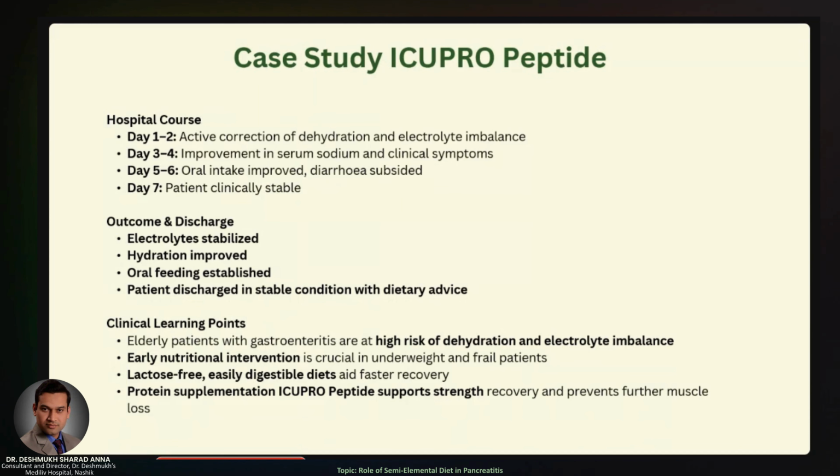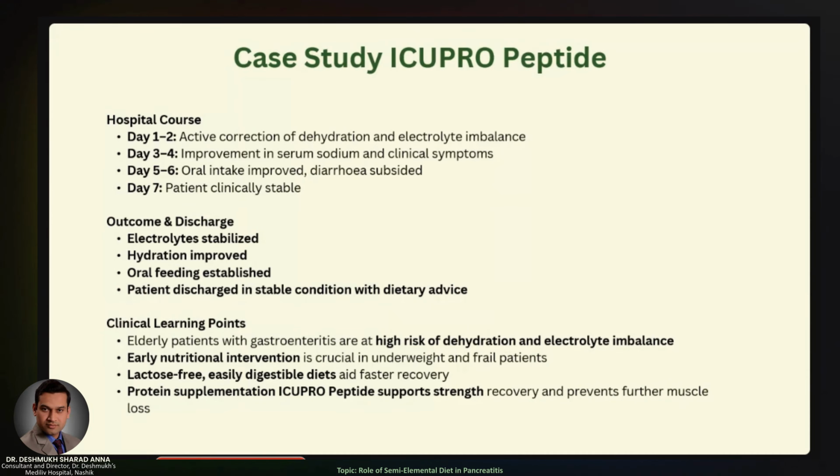Oral intake improved, diarrhea subsided, and the patient clinically improved on day 7. So the outcome and discharge: stabilized electrolytes, corrected hydration, oral feeding established, and the patient was discharged in stable condition.